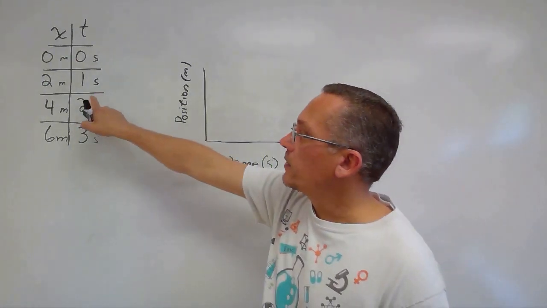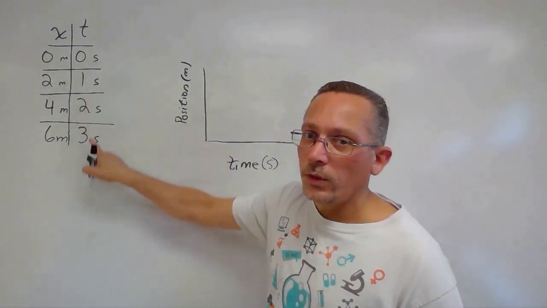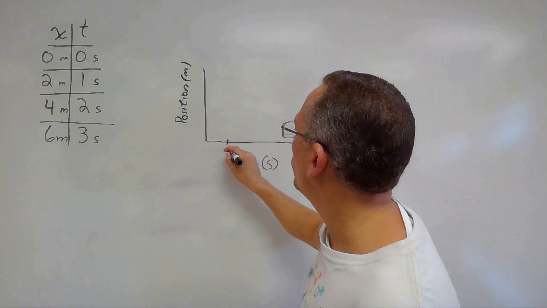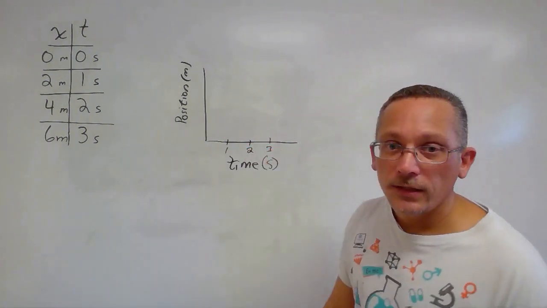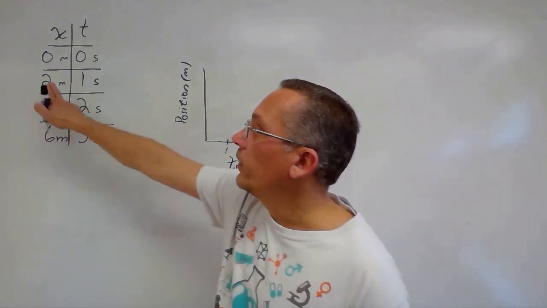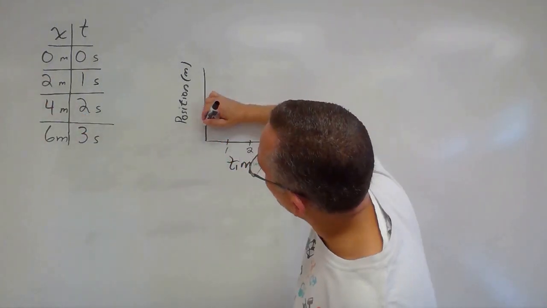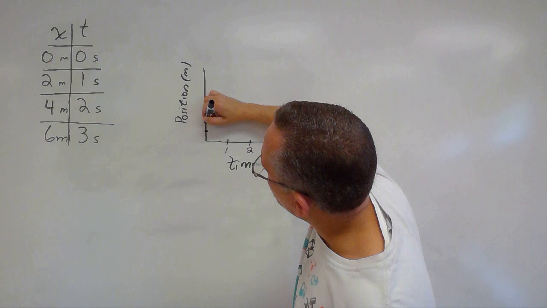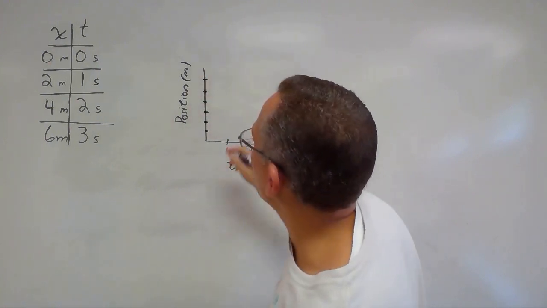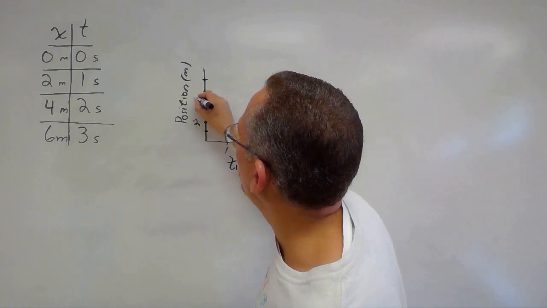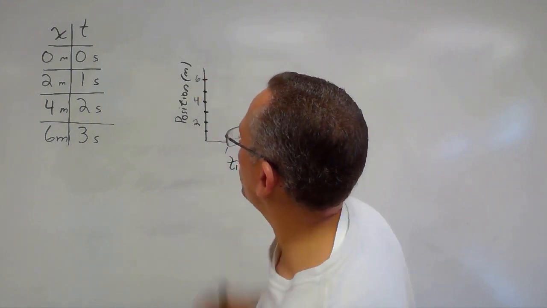Okay, I'm going to number my axes. So looking at my times, it's going to be convenient to just number 1, 2, 3. And then looking at my position axis, I've got 2, 4, 6. So I'm going to number 1, 2, 3, 4, 5, 6. So here's 2, here's 4, 6.